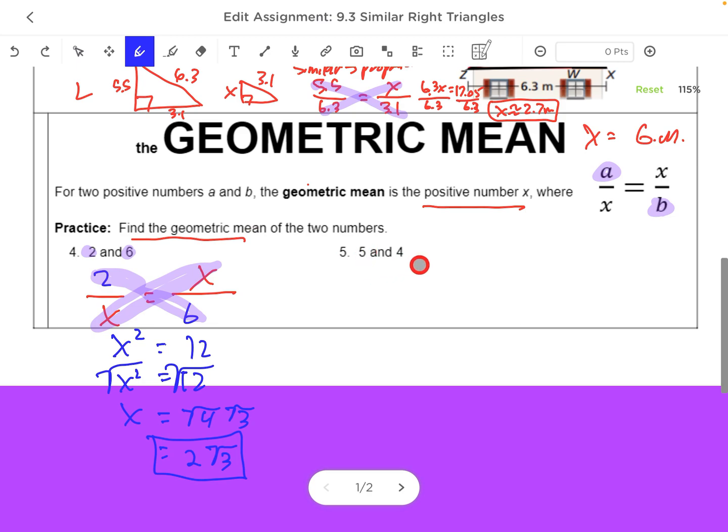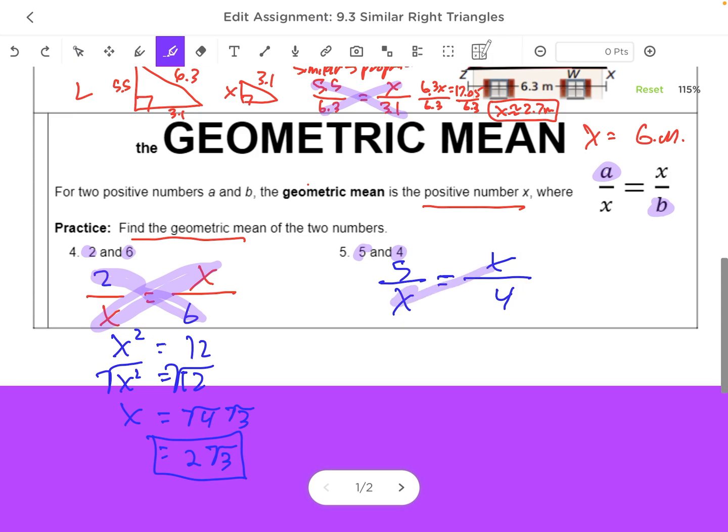Find the geometric mean between these two numbers. Okay, hopefully you tried to set it up. Since it's a geometric mean, we're going to do this. We know x goes there, x goes there. We know 5 goes on top, on one, and 4 goes on the bottom. It does not matter the order.